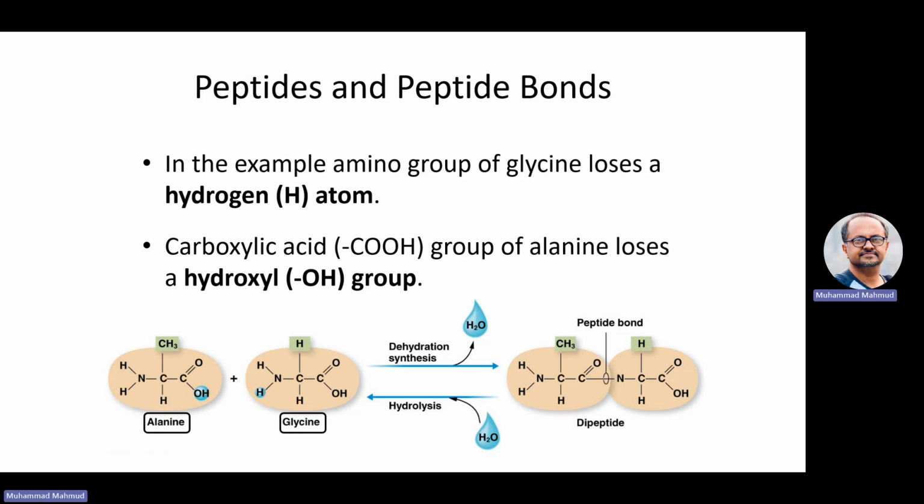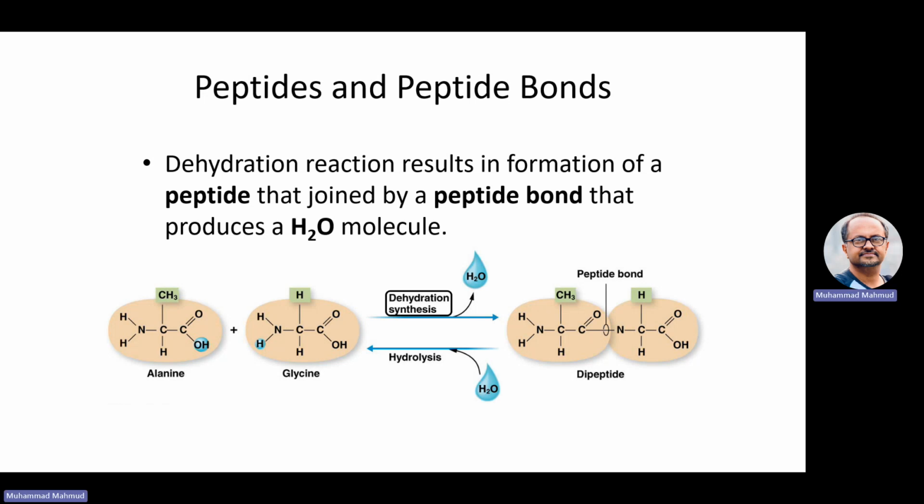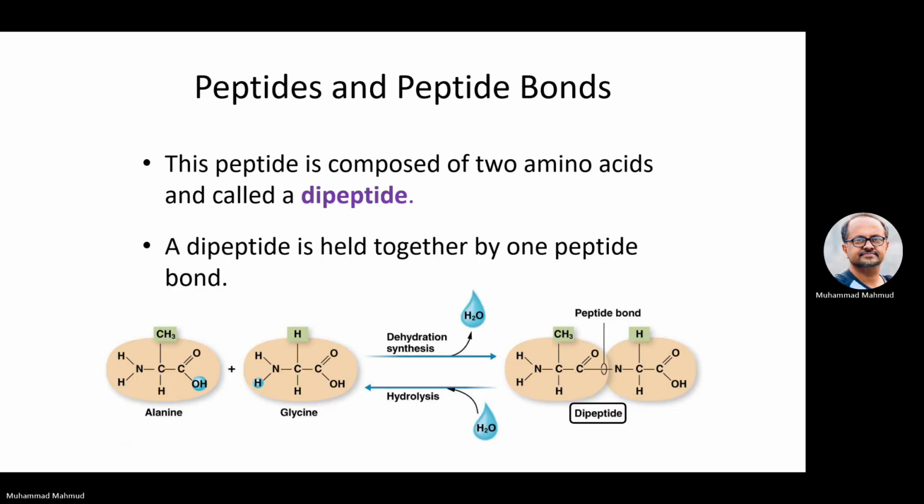So this is dehydration synthesis. Two of those amino acids will make a dipeptide here on this side. In the opposite direction, it will be hydrolysis. Dehydration reaction results in formation of a peptide. They're joined by a peptide bond. That's the bond you see in between at the middle. This peptide is composed of 2 amino acids and called a dipeptide, held together by 1 peptide bond.